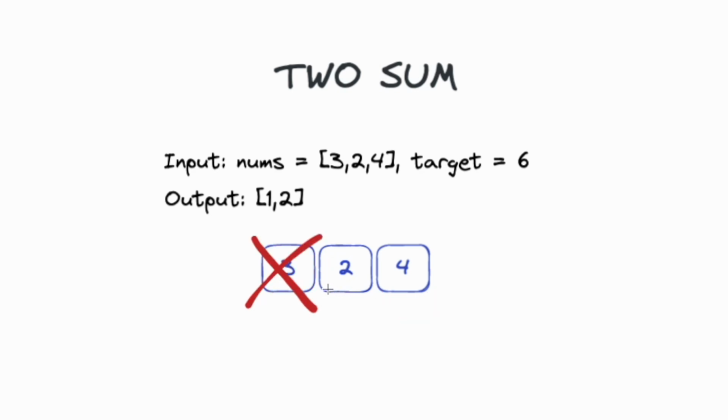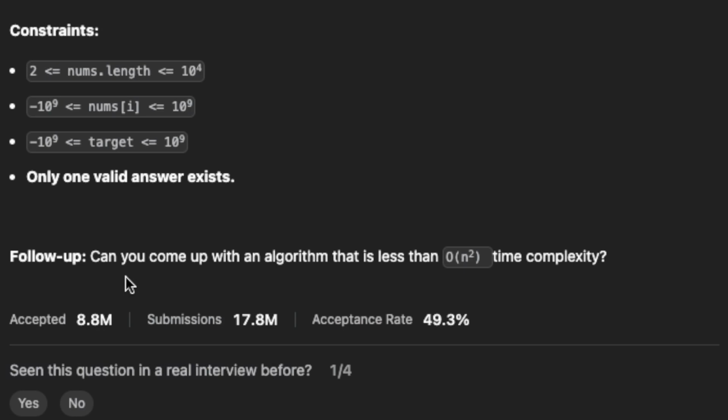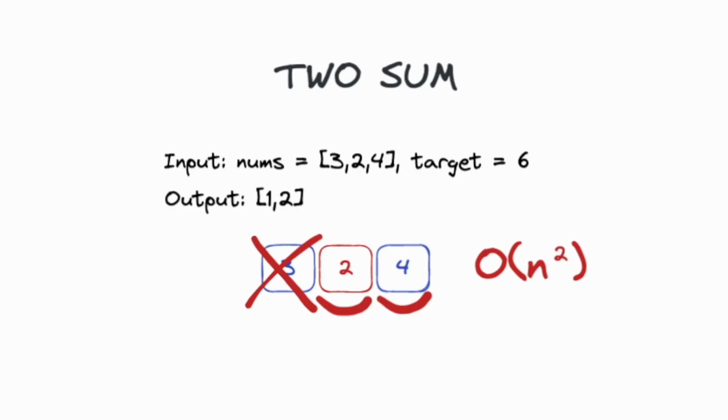Now we can move on to the second index, which is 2, and we can say, does 2 plus 4 equal the target number? And in this case, it does. So we can return the indices of these two numbers. Now we could stop here and we could code up a solution involving nested for loops. However, we would end up with an O of n squared solution, which is not very efficient. And if we flip back over to the problem statement, at the very bottom, there's this follow-up question. Can you come up with an algorithm that is less than O of n squared time complexity? So we can definitely do better than this.